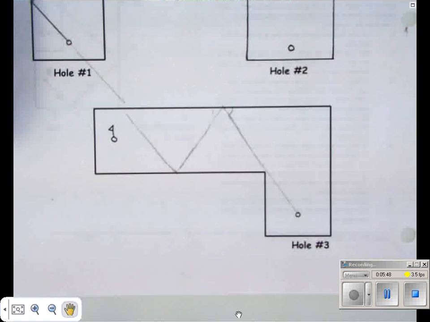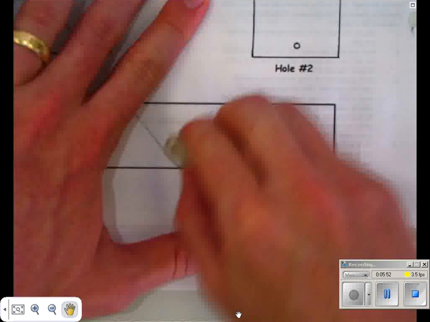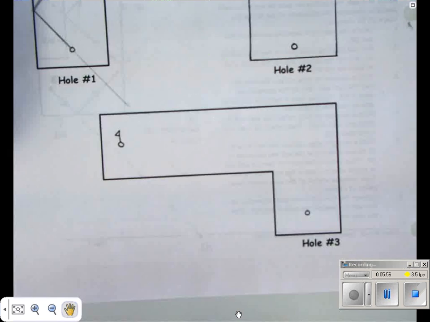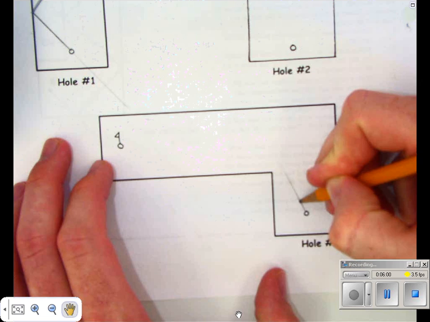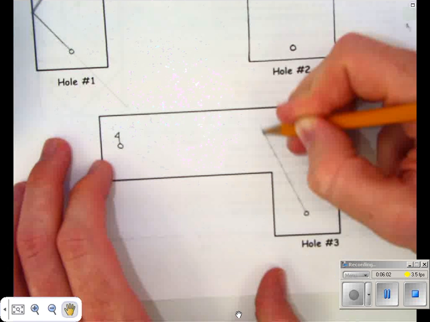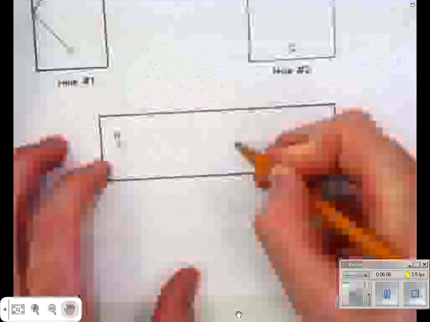Okay, that's not gonna work. So maybe I need to do it a little steeper. Now again, I don't know what the answer is. I'm just gonna sketch out a couple of guesses until I get something that I think is kind of close. And then I'll measure it to see how close I am and adjust from there.